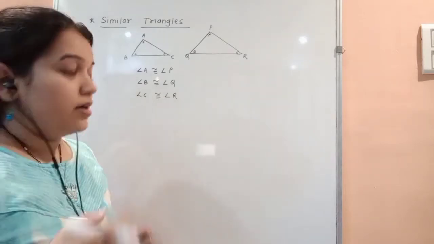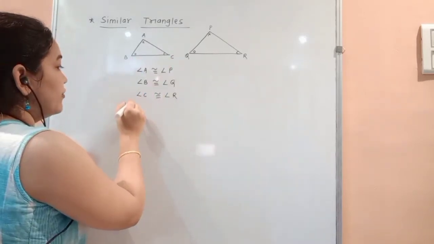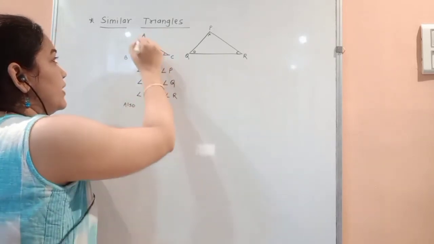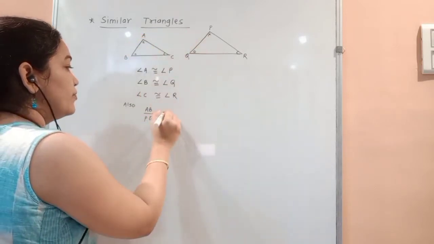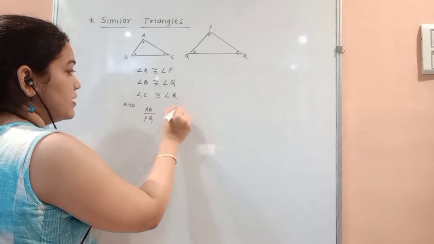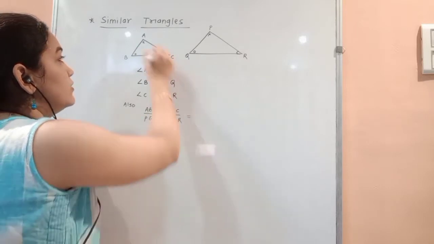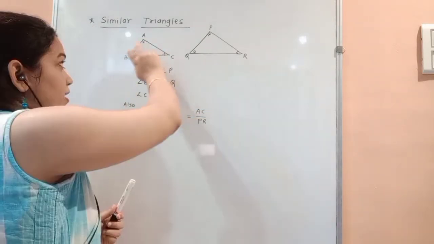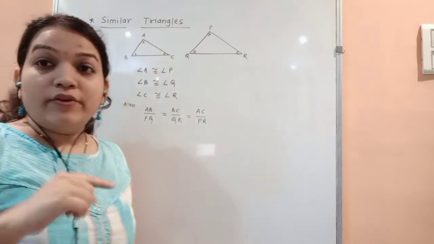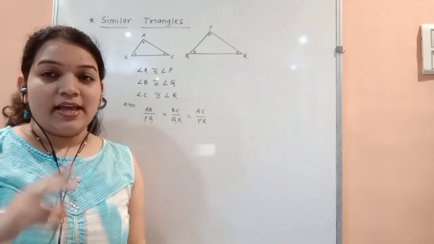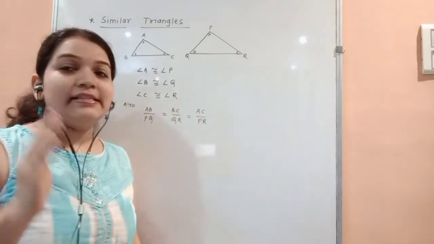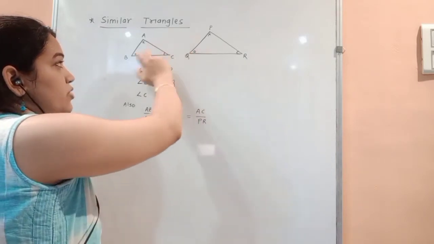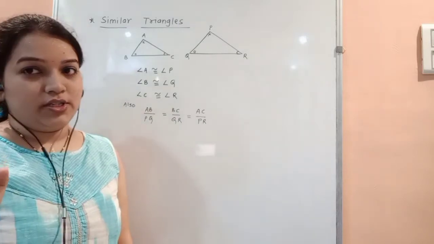So I can say angle A is congruent to angle P, angle B to angle Q, and angle C to angle R. Also, if I take the ratio of these sides, AB upon PQ is equal to BC upon QR, which is equal to AC upon PR. It means that if I take the ratio of corresponding sides of two triangles and the ratio for each corresponding side comes the same, then I can say the triangles are similar to each other. Is this clear to you?